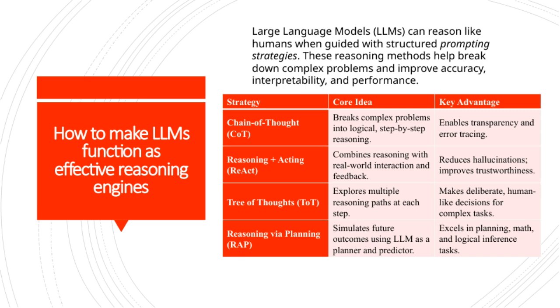First, we have chain of thought, or CoT. This approach involves breaking down a problem into logical, step-by-step reasoning, which makes the process transparent and helps us trace any errors that might occur.